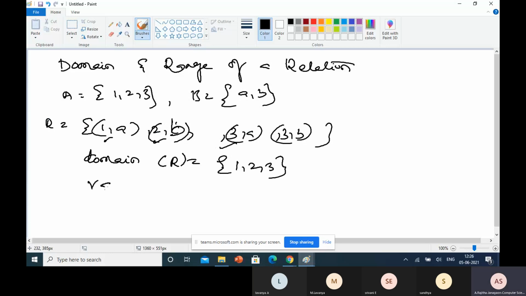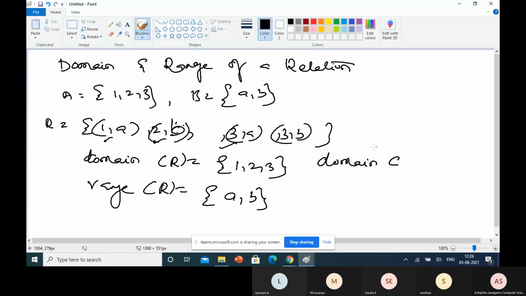And range is nothing but the image. That is here the range equal to what? a, b. Suppose here I'm writing, okay: domain of R is a subset of or equal to A, and range of R is a subset of or equal to B.